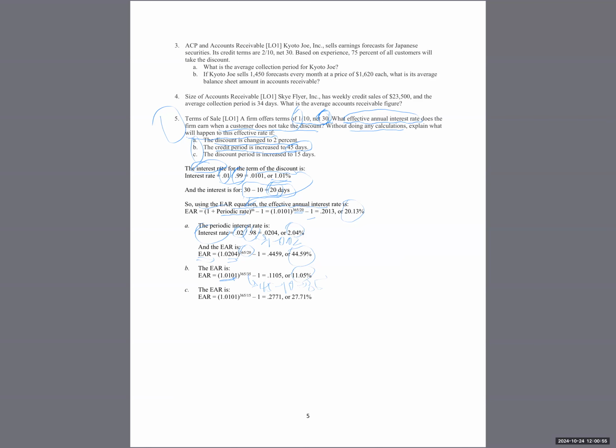And the last case: the discount period is increased to 15 days, so 10 becomes 15 days. Then for the EAR, again, the periodic rate is the same because the discount rate is the same, 1%. And the interest period is 30 minus 15, so 15 days. And then the EAR is 27.71%. Okay.